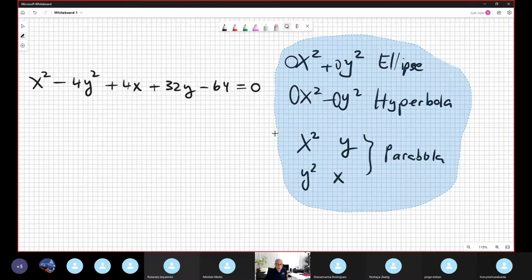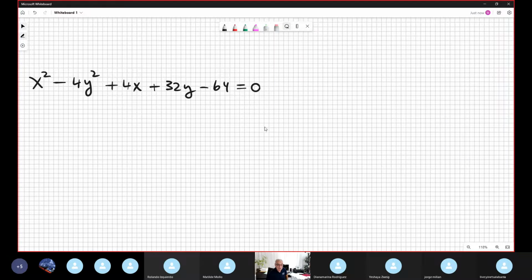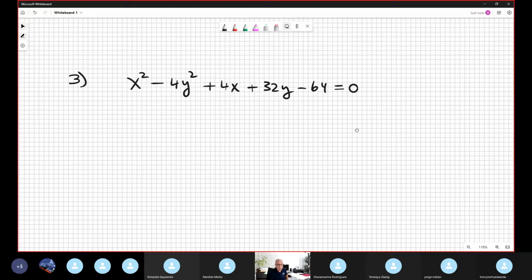So, identification: hyperbola. Now I have no clear idea if it is vertical or horizontal. Let's see. What do you think? Is it vertical or horizontal? So my question is, is this hyperbola like that or like that? What depends if it's horizontal or vertical?